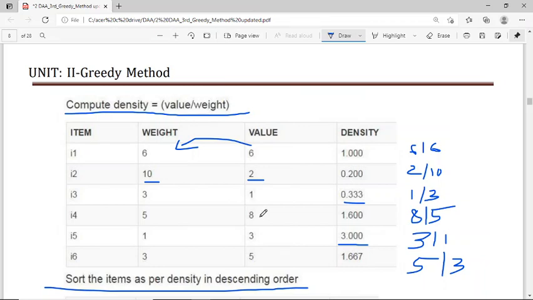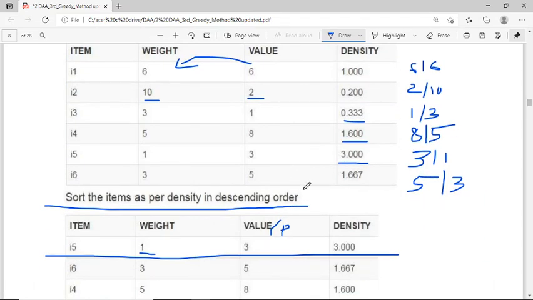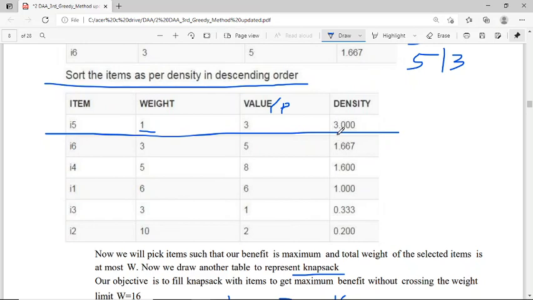In short, we can consider that with 1 we are getting 3 profit, and when we sell the 5 we are getting 8 profit. That 8 we divide by the 5, and then we get each item's profit. When we get each item's profit, we need to write them in decreasing order, meaning the highest profit, highest density, should be on the top.